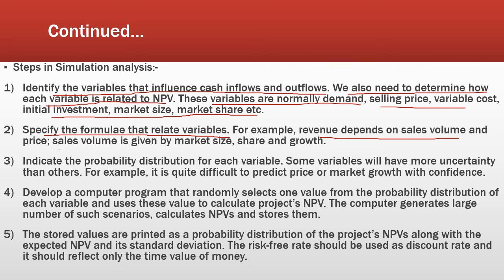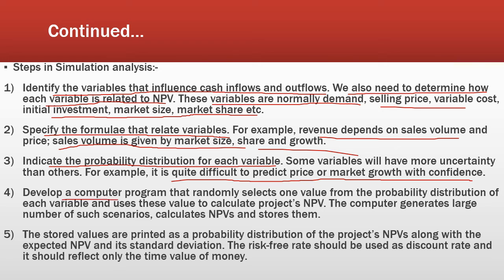And price. Sales volume is given by market size, share, and growth, like the relationship between sale price and variable cost. Indicate the probability distribution for each variable. It is quite difficult to predict price or market growth with confidence, so we assign a probability distribution, that this is the probability that this will happen or not.